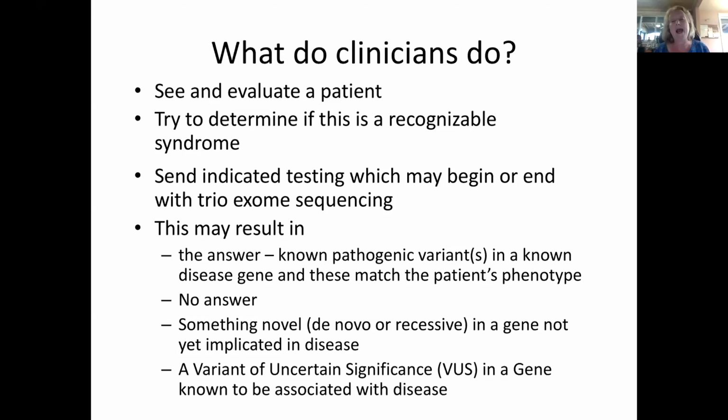Another possibility is no answer at all. The lab says we see no variants that might be implicated in disease. Okay, well, we don't know what to do with that scenario, but that is an outcome. But sometimes we get a recessive variant or variants in a gene not yet implicated in disease. And then we need to figure out, could that actually be real? And I'll tell you what we do to do that, but then we really need you. And sometimes we find a variant of uncertain significance.